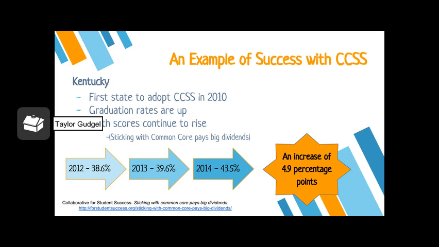An example of success with Common Core State Standards occurred in Kentucky, which was the first state to adopt Common Core in 2010. Since adopting, Kentucky has seen graduation rates go up and math scores continuing to rise.